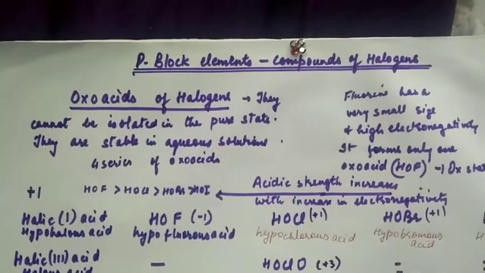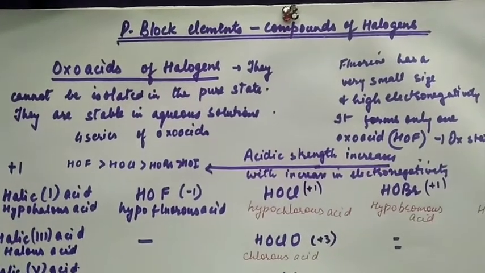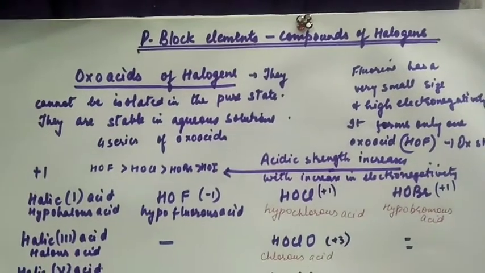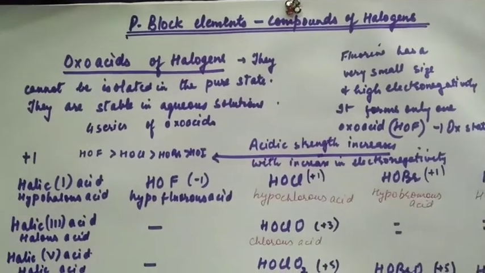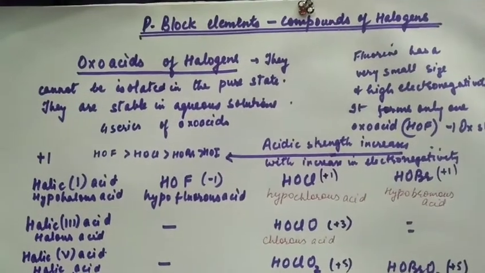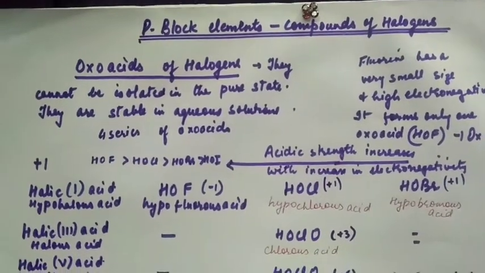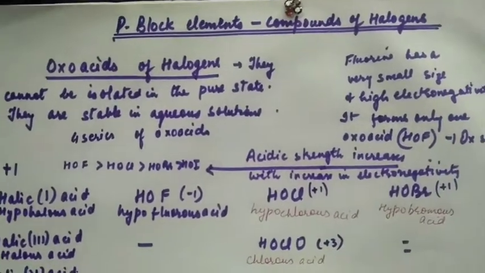Our topic for today is P block elements, compounds of halogens. The earlier two videos of halogens, the physical properties and chemical properties, we've already covered. In the compounds of halogen, interhalogen compounds we have also covered. Now today we will cover oxoacids of halogens, chlorine and hydrogen chloride.